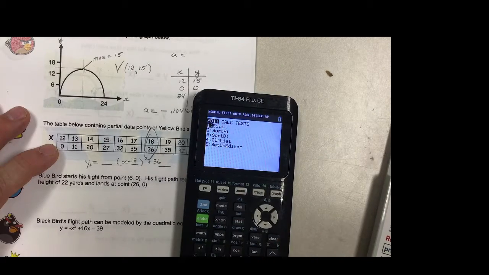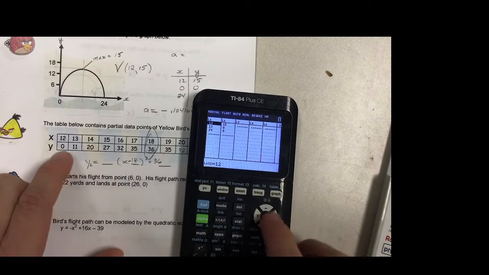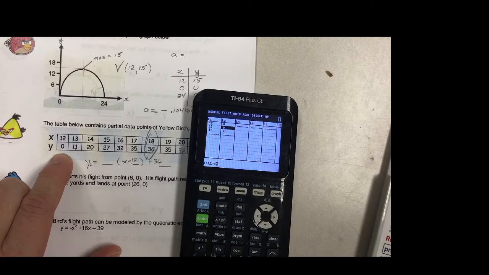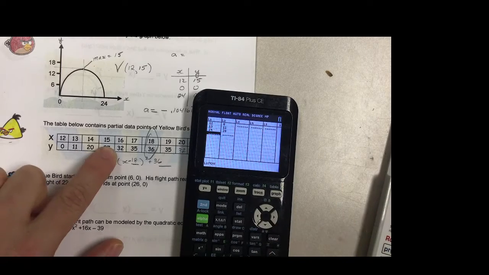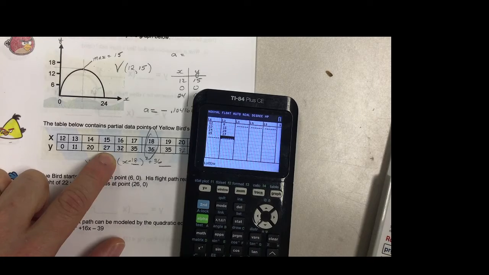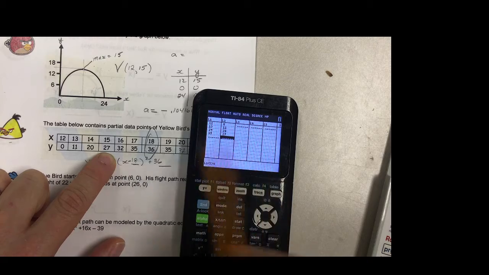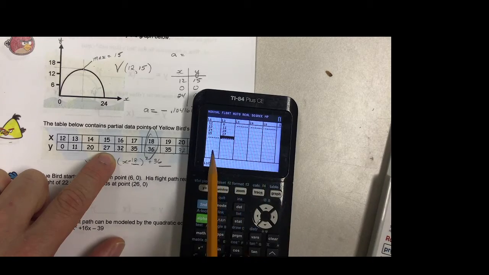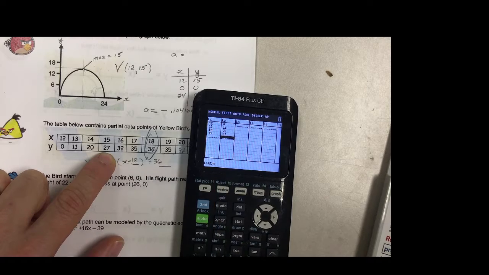So let's do this again. Stat, edit, and I'm going to do 12, 13, 14. So 12, 13, 14, and on the other side I got 0, 11, 20. I'll do one more. 15 and 27. Okay, you have to have the x values. If I didn't put the 27 in, it's going to give me an error saying, hey, there's a mismatch here somewhere. So you always need an xy, xy, xy, otherwise you can't figure out the pattern.